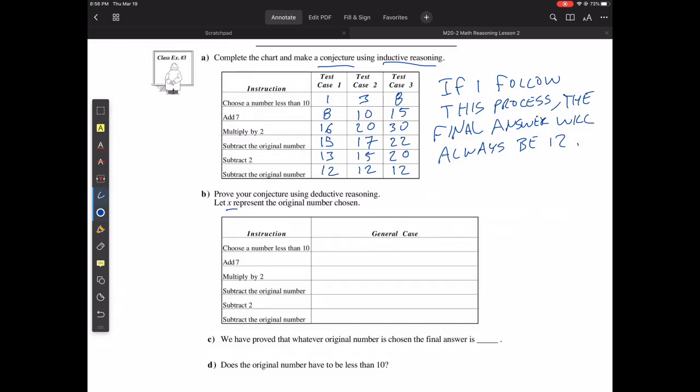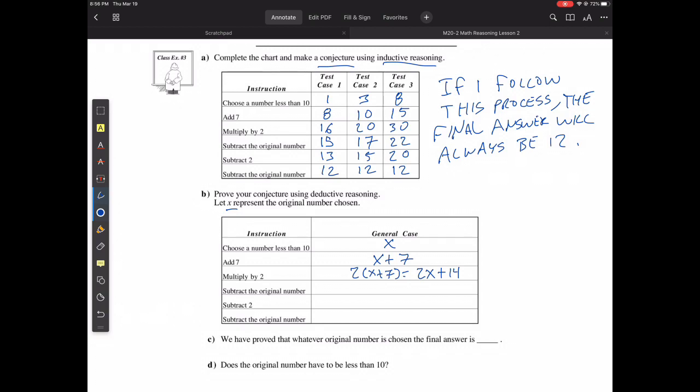So, I'm going to start by saying that x is my original number. If I add 7 to x, well, we already know that's going to be x plus 7. If I multiply what x plus 7 is by 2, then I'm going to say that it would be 2x plus 7 sevens, which would also be the same as 2x plus 14. I got to double the x and double the 7.